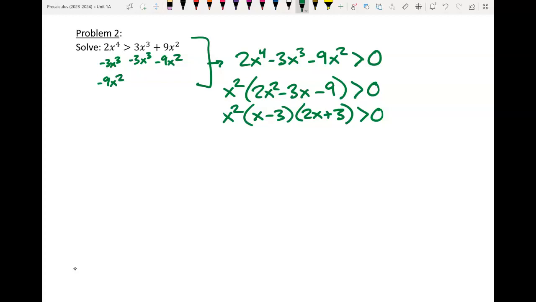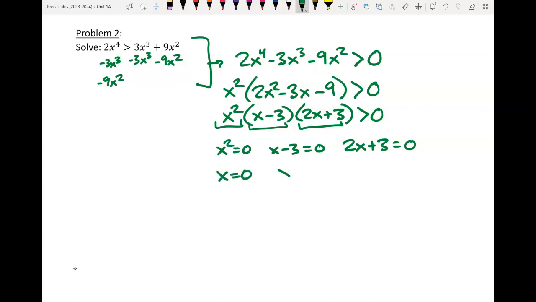So we're going to take each of these factors and set them equal to 0. So I have x squared equal to 0, x minus 3 equal to 0, and 2x plus 3 equal to 0. Now here I just take the square root of 0. Well, that just gives me 0. Here I get x equals 3, and here I get x equals negative 3 halves, which is equal to negative 1.5.